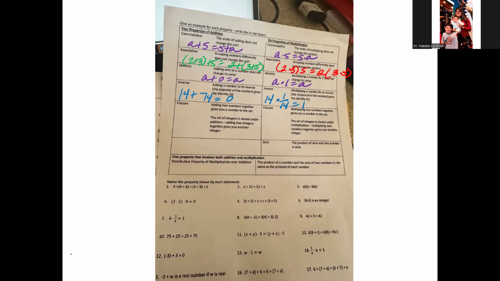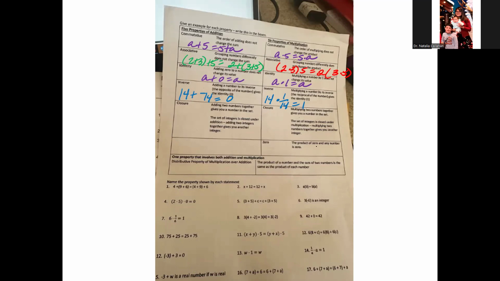One property that involves both addition and multiplication: distributive property of multiplication over addition. A parentheses b plus c parentheses is equal to ab plus ac. Okay. So adding two numbers together gives you a number in the set. The set of integers is closed under addition. Adding two integers can give you another integer. I don't understand what that means. What does that mean? Are you supposed to give an example of that?